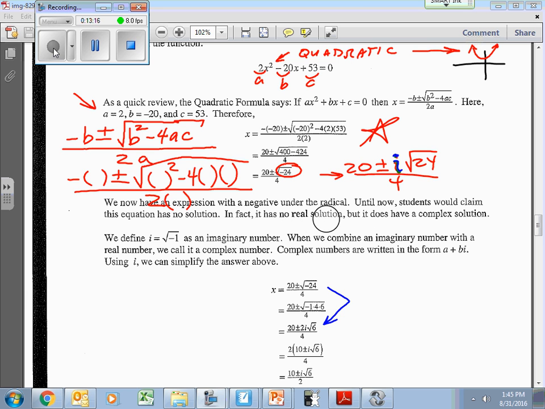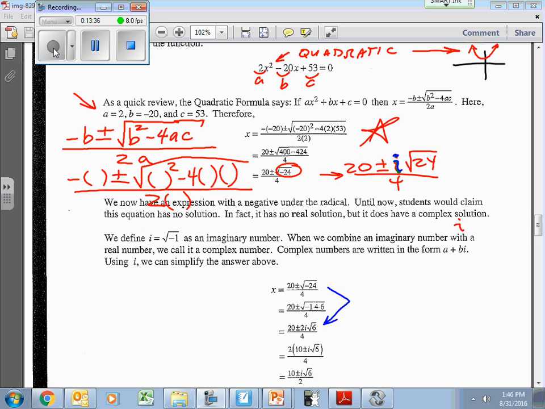In fact, it has no real solution. Highlight no real solution, please. But it does have a complex solution. Highlight complex solution and put the letter i below it. Whenever you hear complex now, just know that means it has 2 parts, the a and the b, and that letter i. Here you go. Hey, we define this. Highlight it one more time.